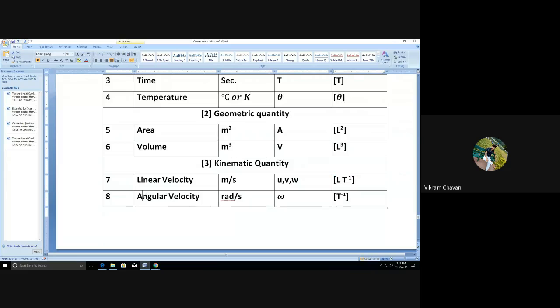Then angular velocity. For circular motion, we know that we require the angular velocity, and its unit is radian per second. As a symbol you can use omega. The only fundamental quantity included in this unit is second, and it is at the denominator side. So the dimensions for the angular velocity are only T raised to minus 1.